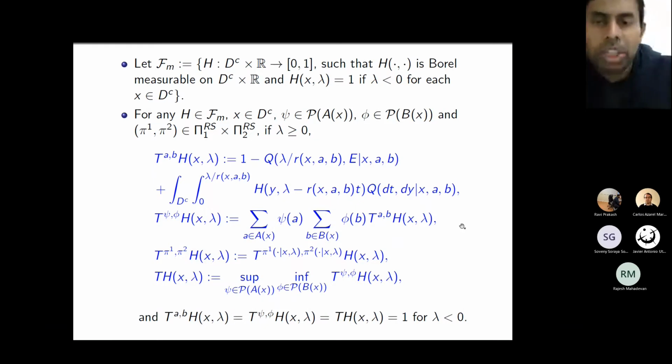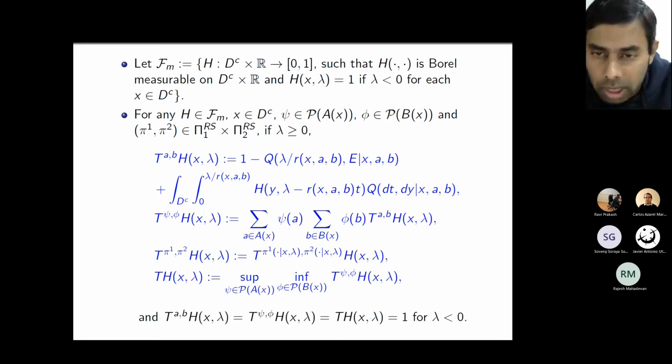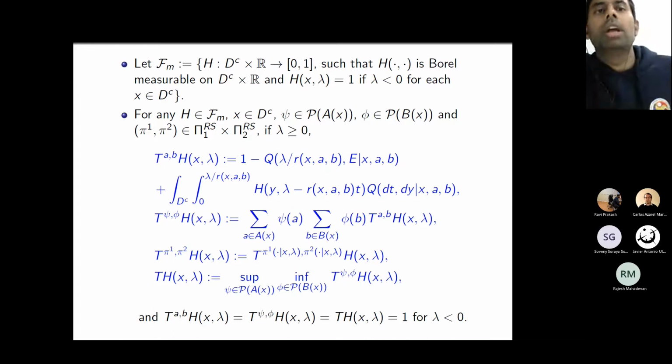Now, let me briefly describe how we proceed to solve this problem. Remember, we are trying to show that the value of the game exists and the saddle point equilibrium exists, or in other words, the optimal policies for player 1 and player 2 exist. For that, we need to describe some function space Fm, which is the collection of all Borel measurable functions on D complement cross R, such that this thing is true.